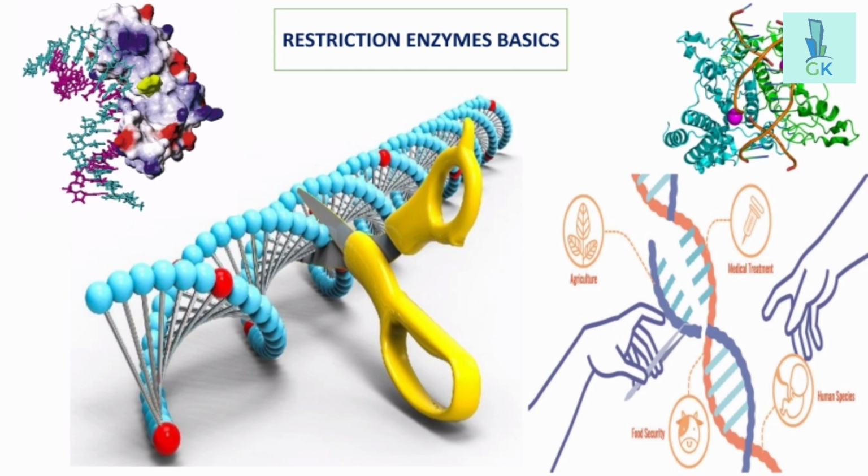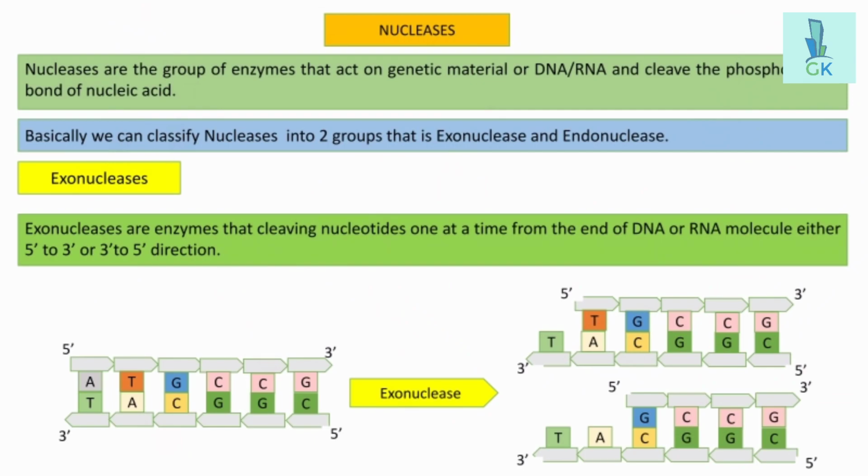Today we are going to learn about restriction endonuclease basics. Before we start restriction enzymes, we should know about nucleases for better understanding. What are nucleases? Nucleases are a group of enzymes that act on genetic material by cleaving the phosphodiester bond of nucleic acid. They can cut DNA, and they can also cut RNA.